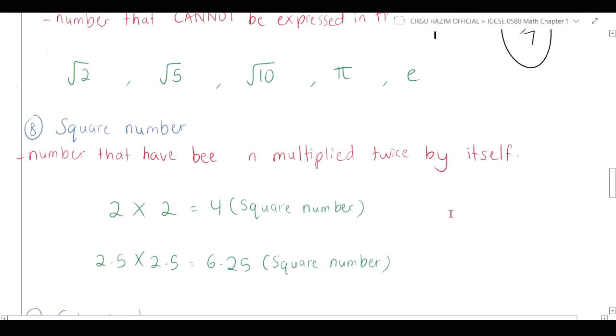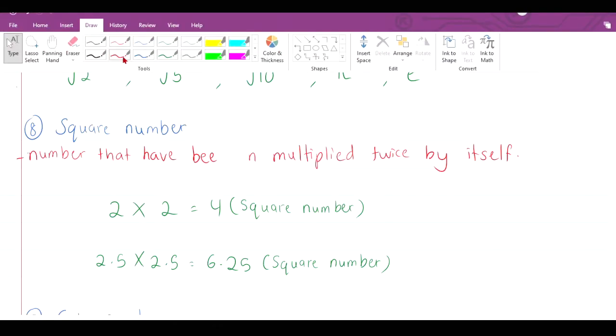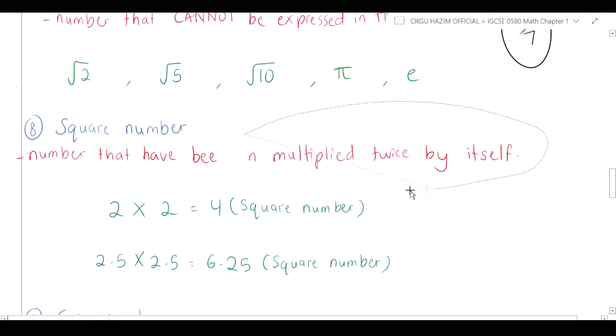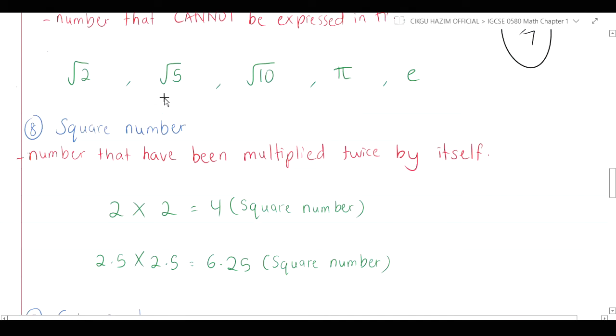Next, we have the square number. It is so obvious and so simple. A number that has been multiplied by itself, twice. So obvious: 2 by 2 is 4. 4 is a square number. Okay, 2.5 multiplied by 2.5 is 6.25.